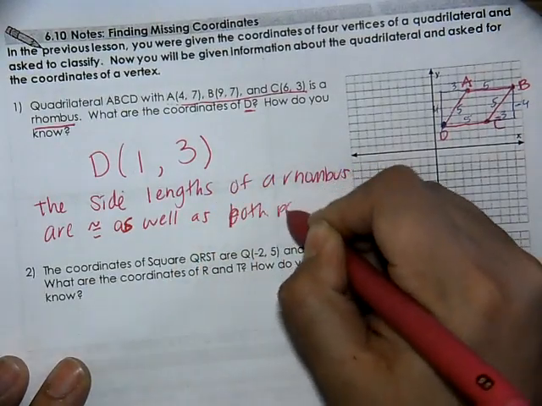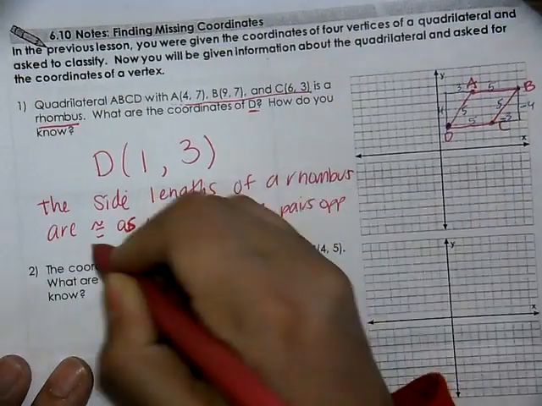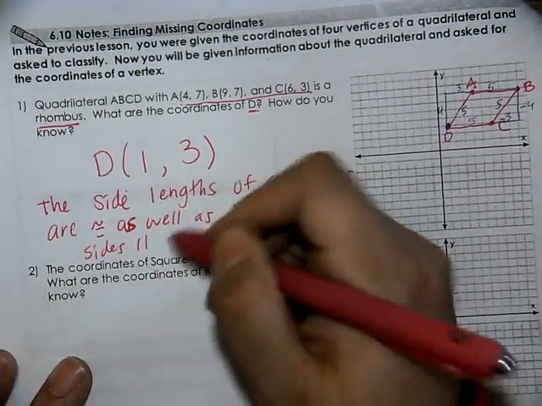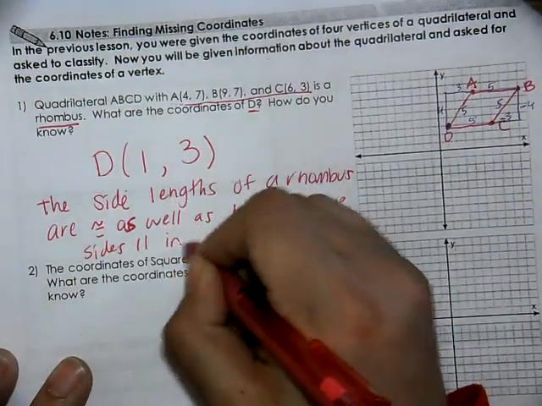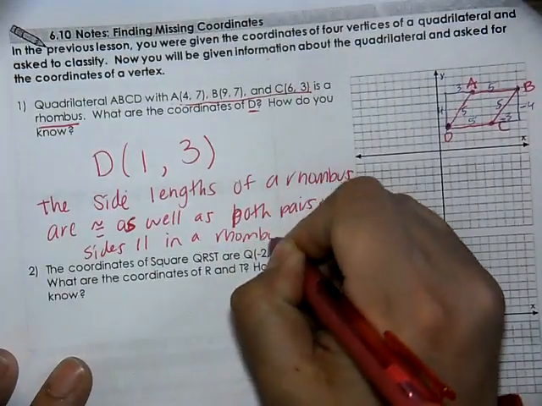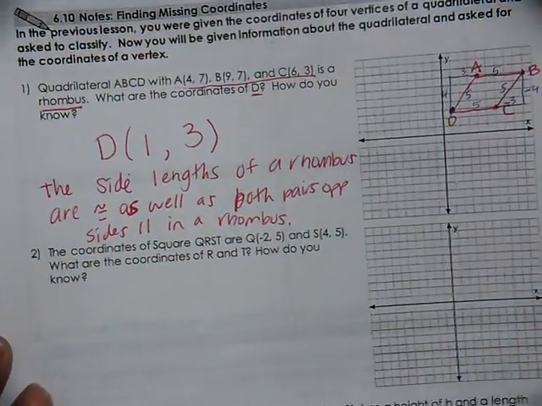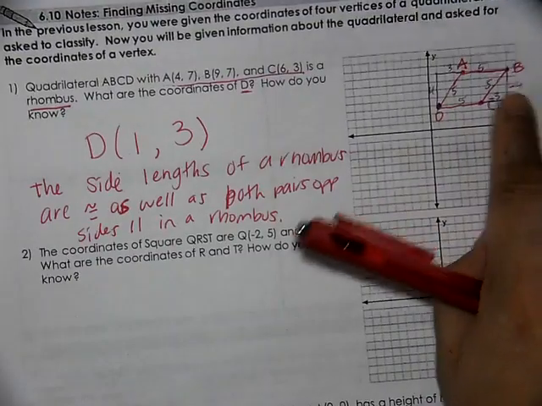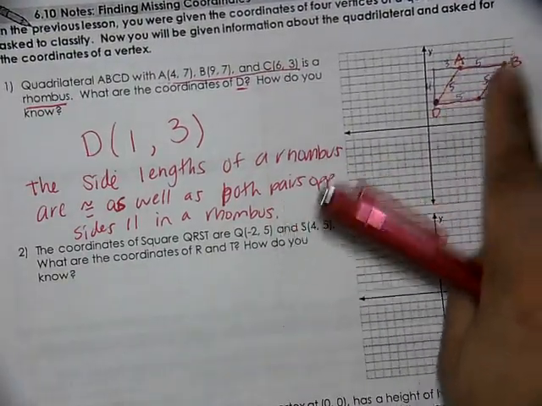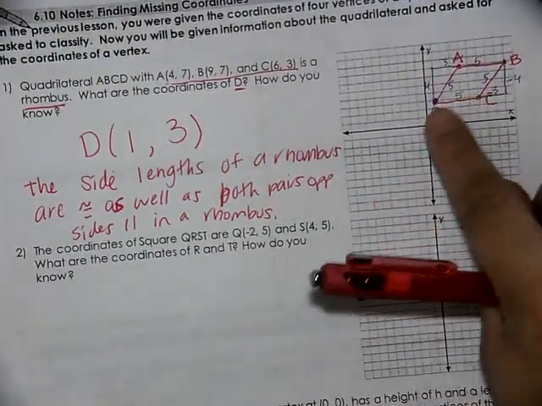Both pairs of opposite sides are parallel in a rhombus. Okay, so that's how we mentioned both those things. We used slope and the idea that 5 had to be the length of all the sides, and it would do that.